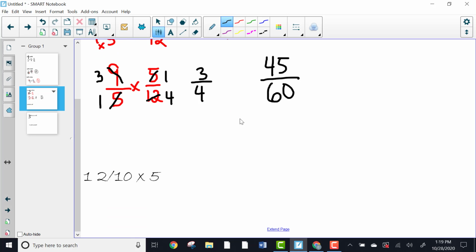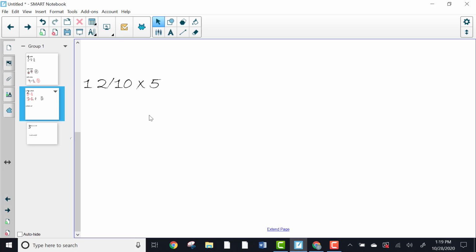So again, you do not have to cross simplify every single time. Only if you would like to do that. If it's messing you up, don't worry about it at all. You'll just have to simplify at the end.